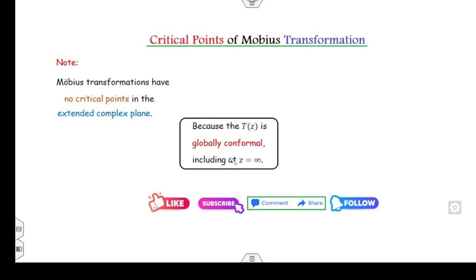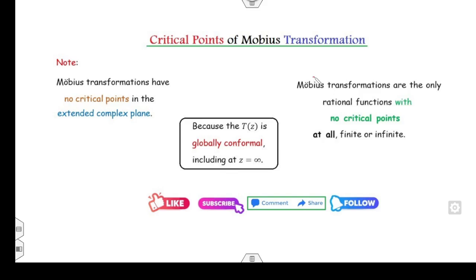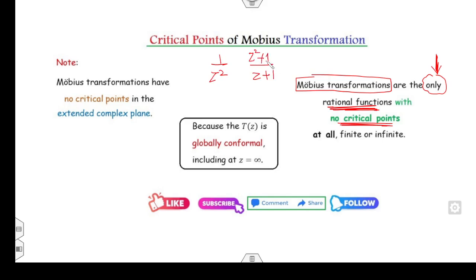The reason behind this is that it's conformal, but the most important thing is the Mobius transformations are the only rational functions which have no critical point. If you have some other rational functions like 1 over z square, 1 over z plus 1, z square plus 1, these are also rational functions. They may have a critical point as well. For example, I can provide you some rational functions with critical points.